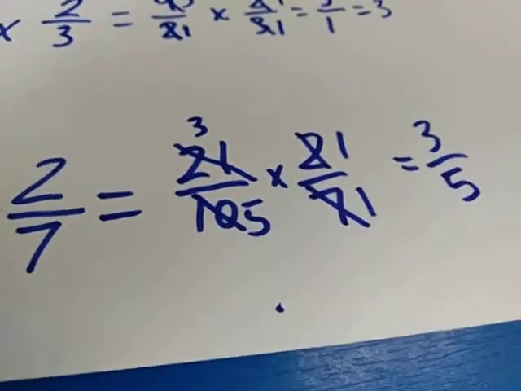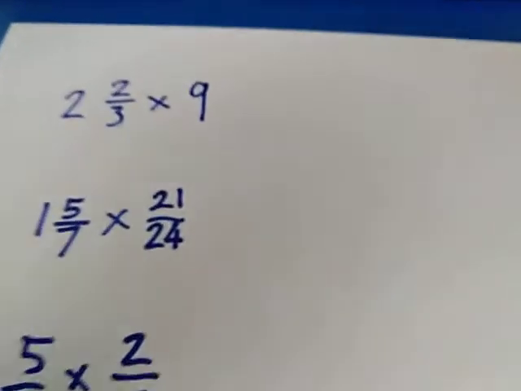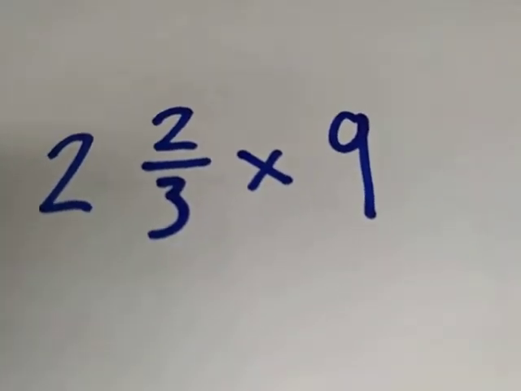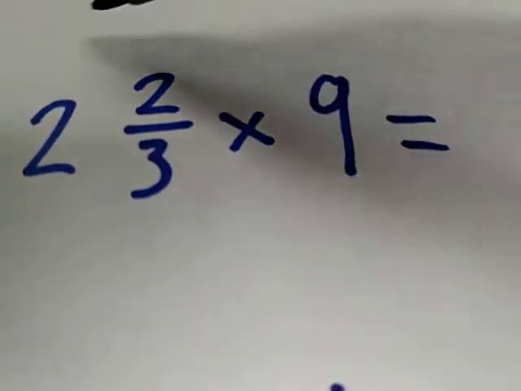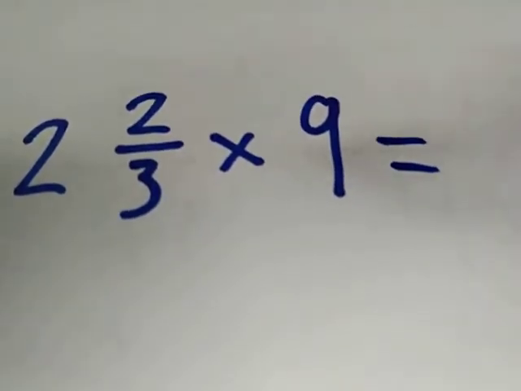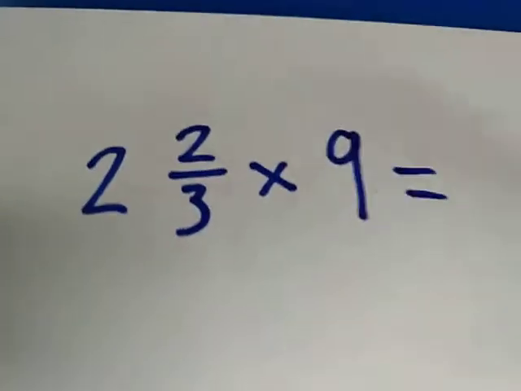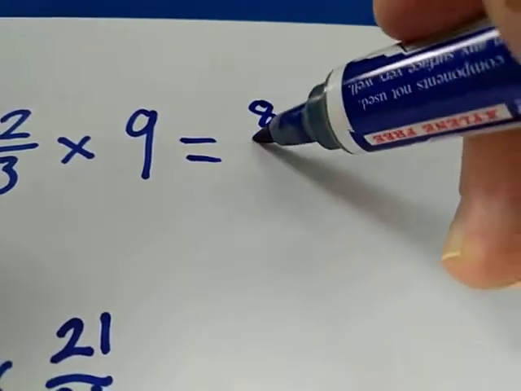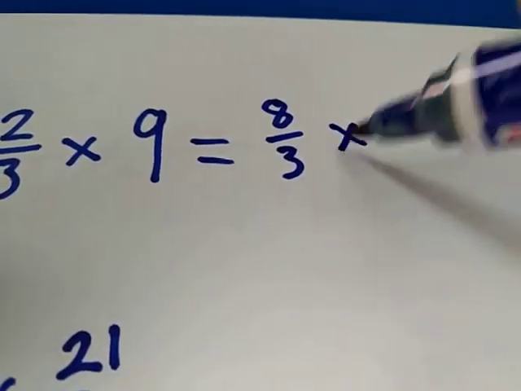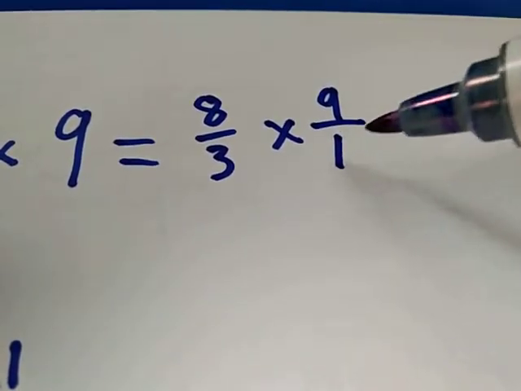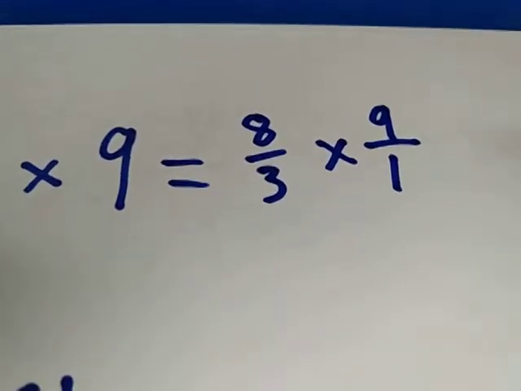Okay, let's do a couple more examples. Okay, this time we've got 2 and 2/3 times 9. So this time we're going to need to convert our mixed number into an improper fraction, and we're also going to need to convert 9 into a fraction. So 2 and 2/3, 6 plus 2 is 8. 8/3 multiplied by, and then 9 as a fraction is just 9 over 1. Not 9 over 9. That would also be 1.